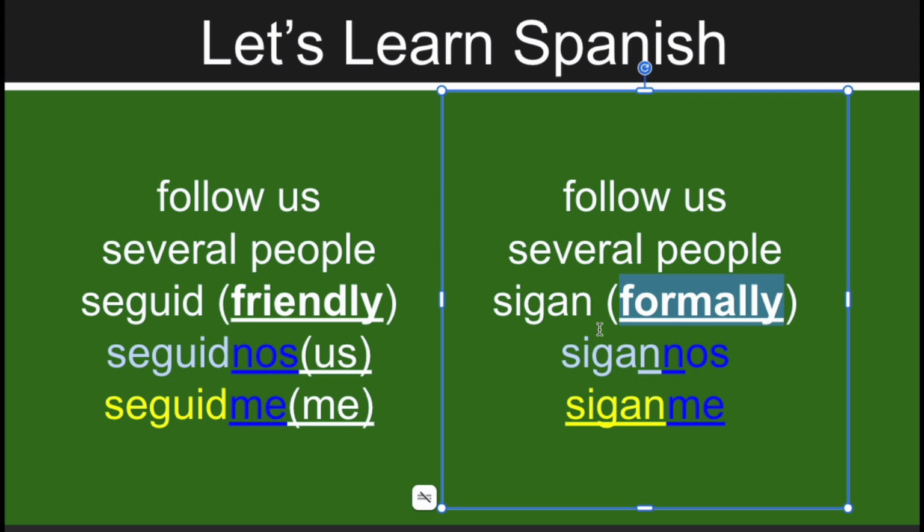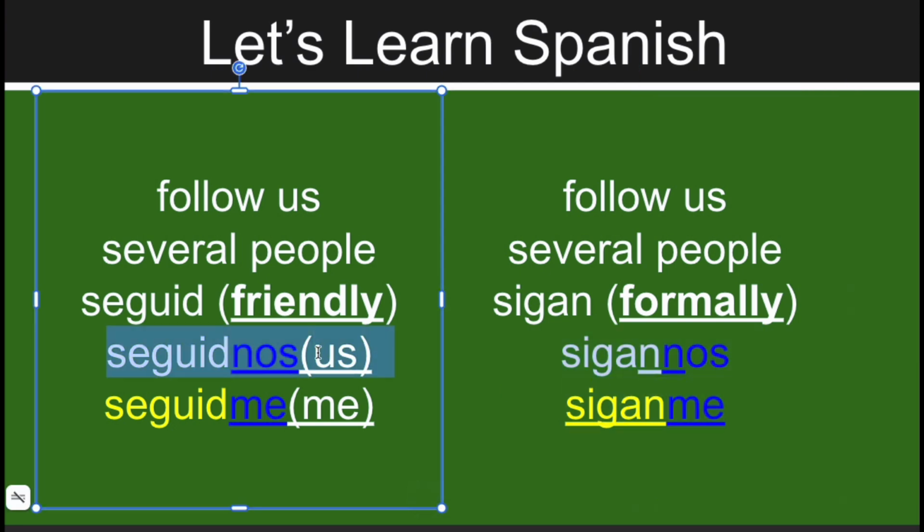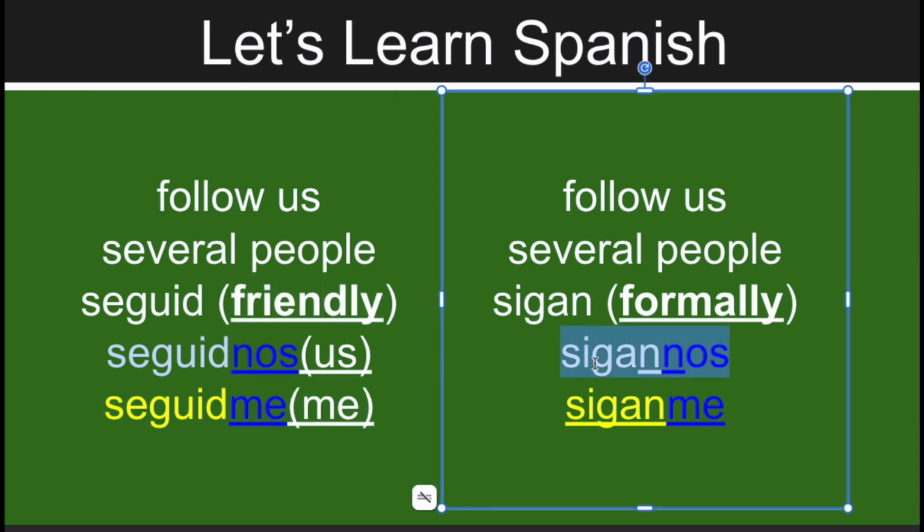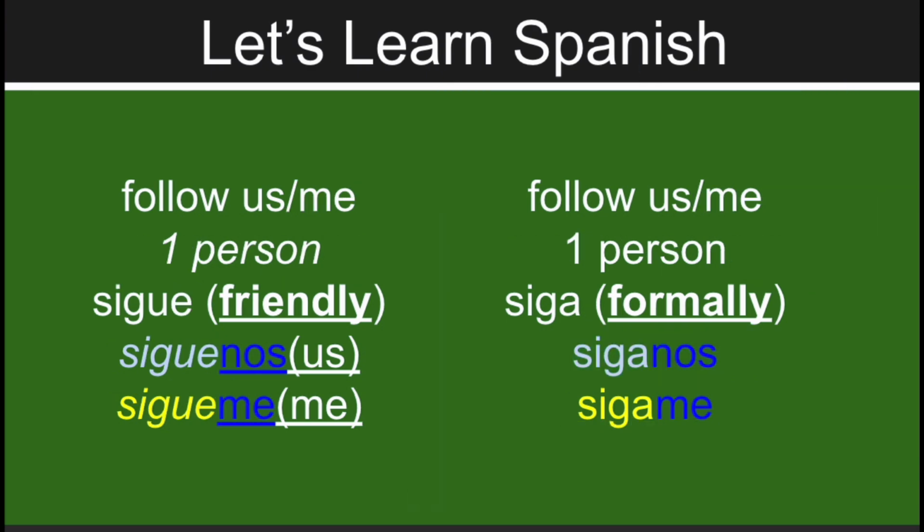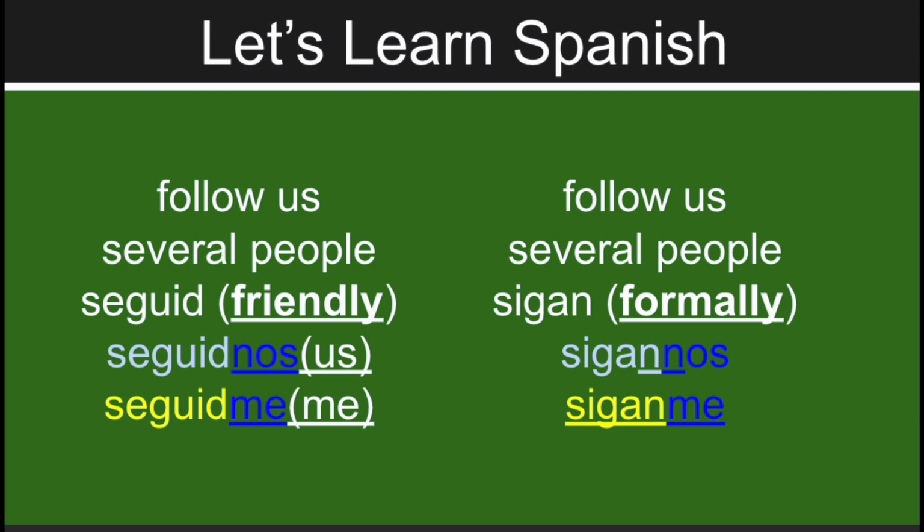In Latin America, we say, sigan, you guys, síganos, síganme. You guys follow us, you guys follow me. Seguidnos. You guys follow us. Seguidme. You guys follow me. Okay? Now, this one is used in Spain and this one is used in Latin America. Now, síguenos, síganos, sígueme, sígame. Okay, we have the different forms.